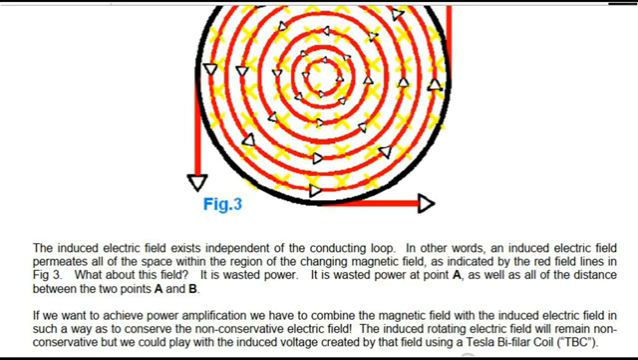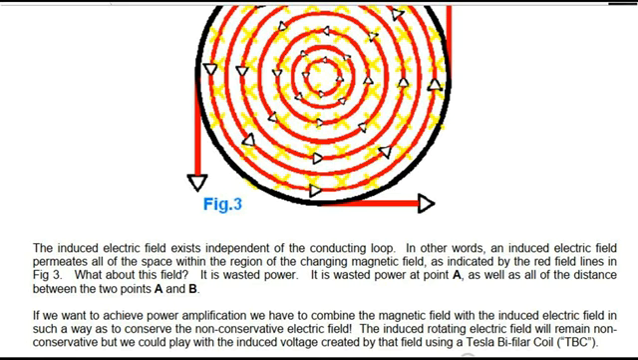What about this field? It is wasted power. It is wasted power at point A, as well as all of the distance between the 2 points A and B. If we want to achieve power amplification, we have to combine the magnetic field with the induced electric field in such a way as to conserve the non-conservative electric field.